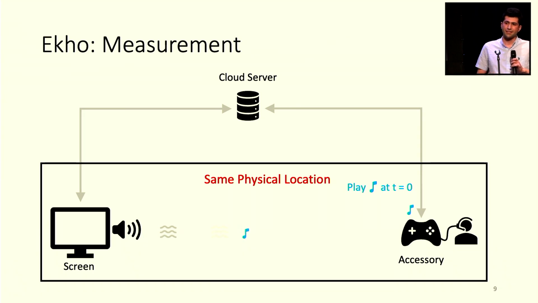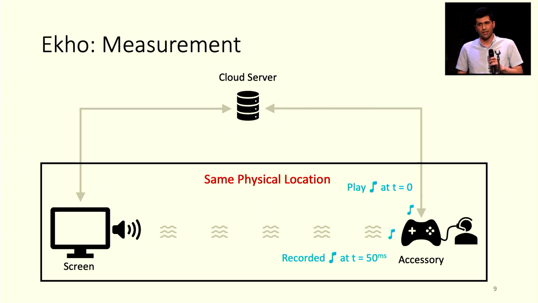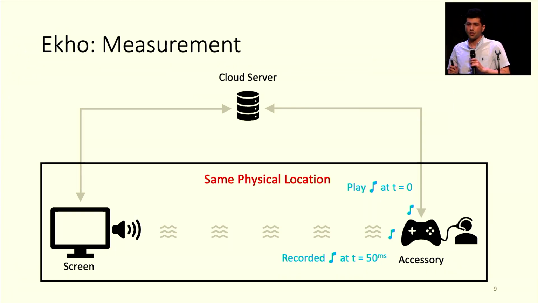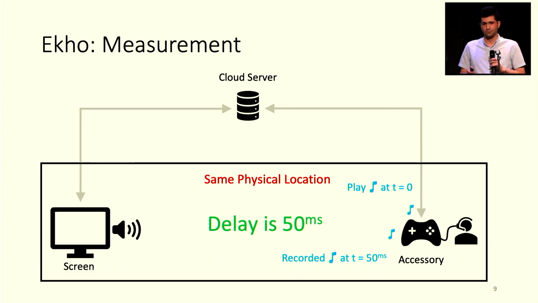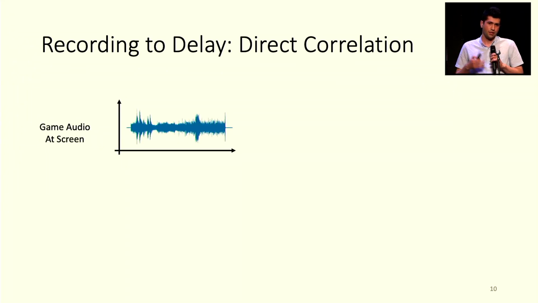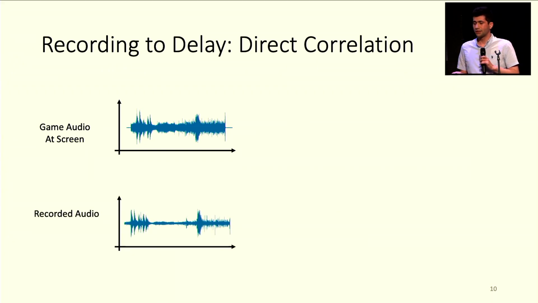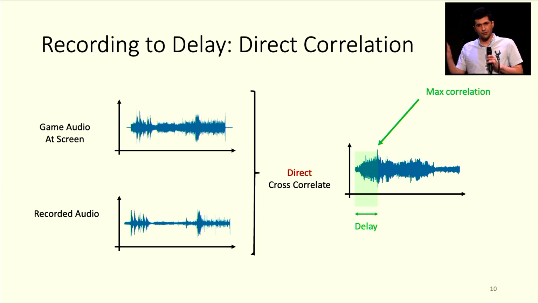So if the screen device plays its audio, we can pick it up at the accessory side through a microphone. And if we had a way of looking at that recording and saying, I can hear the screen audio at this specific time point, we could put two and two together and say that the delay is X. So how do we do that? How do we go from recording to finding where the screen audio is? A simple approach is, well, we know what game audio we sent to the screen, and we know what we recorded at the accessory. We can just directly cross-correlate these. And the time lag that gives you the max correlation is the delay that we're looking for.